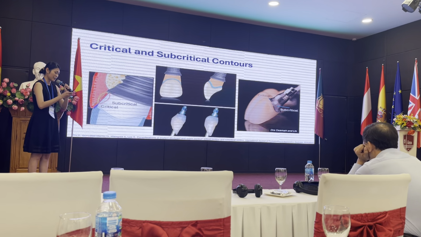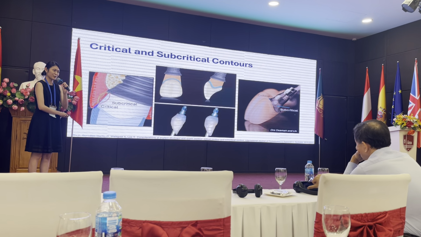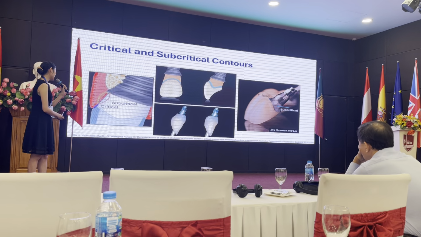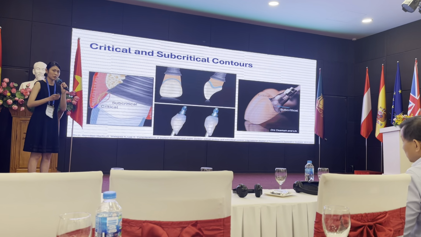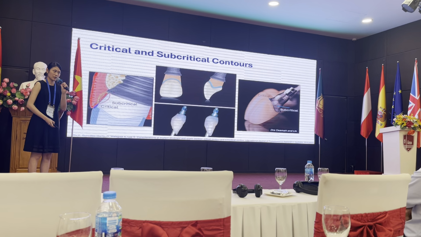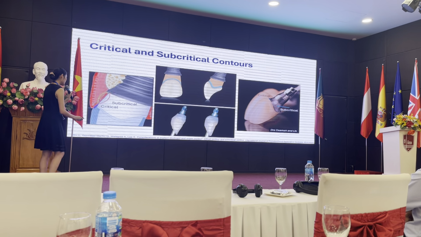And this is another important slide that we talk about. This was actually published at University of Pennsylvania. And we talk about critical and subcritical contour. So after you place a dental implant, especially in the anterior case, you can do a provisional crown that will help to form the peri-implant soft tissue. So where is the critical contour?